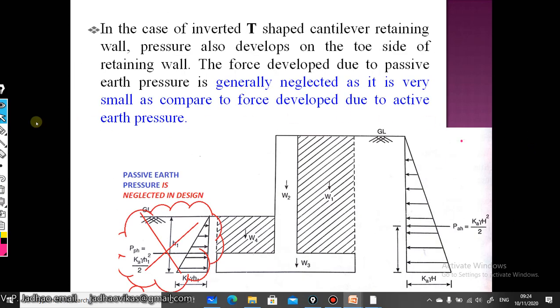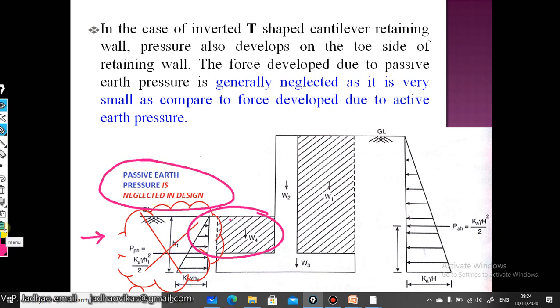Now in case of a T-shaped cantilever retaining wall, we will have a toe portion here, whereas the heel portion will be on the side of the retained material. The passive soil mass on the left side will also exert some pressure on the retaining wall, but for simplicity, and as this passive earth pressure is very small, it is neglected in design.